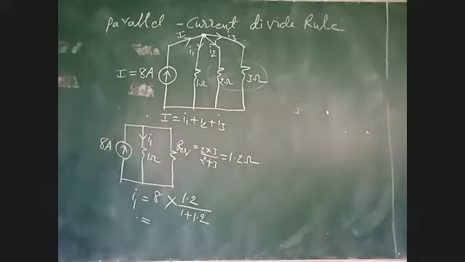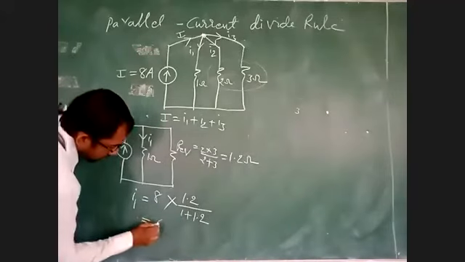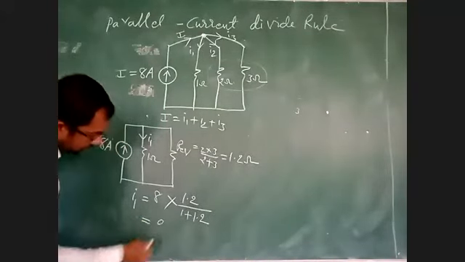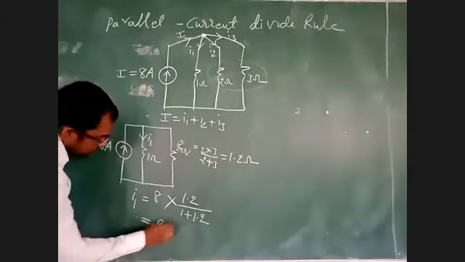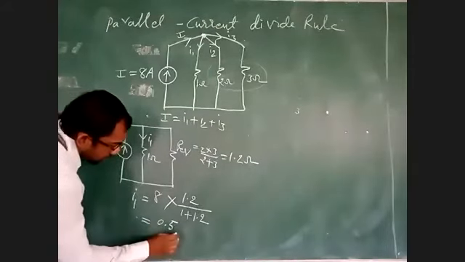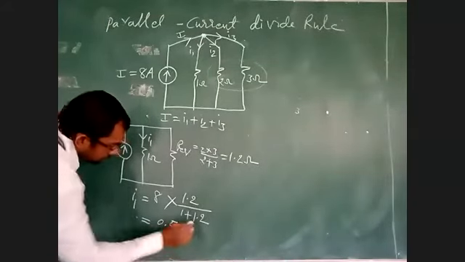These two are parallel, 1 and 1.2 are parallel. You should not disturb the I1 branch because we are determining the current in 1 ohm. What is the value? 0.5. 0.54 ampere.